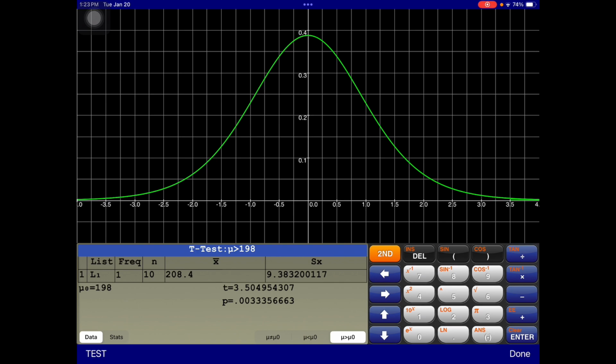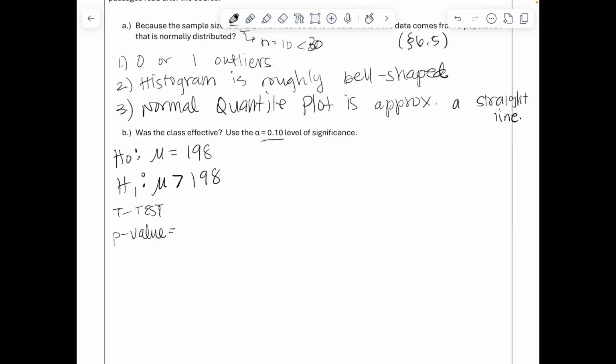And then go ahead and round your p-value correctly to 4 decimals. From the graphing calculator, we get a p-value equal to 0.0033. And we need to compare this to alpha, which is 0.10. Since the p-value is less than alpha, this means that we are going to reject H0.